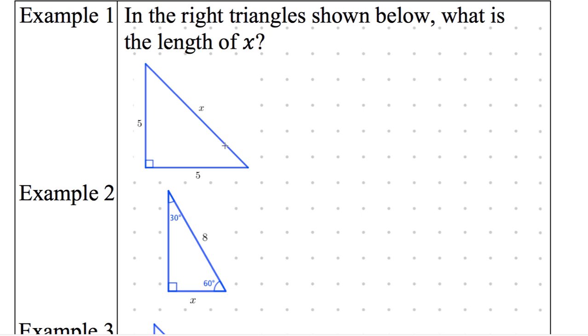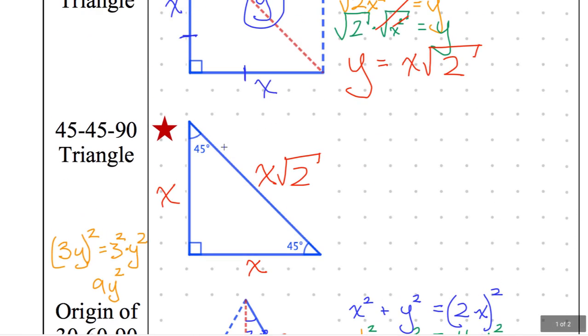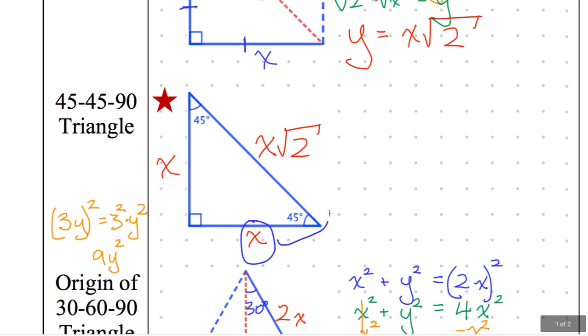It's the same thing we did in the last two. It's a little bit different now. We're applying the formula that we have. What's the formula? It's this diagram right here. If this was x, to get here, I multiplied by square root of 2. To get from here to here, I multiply by square root of 2.